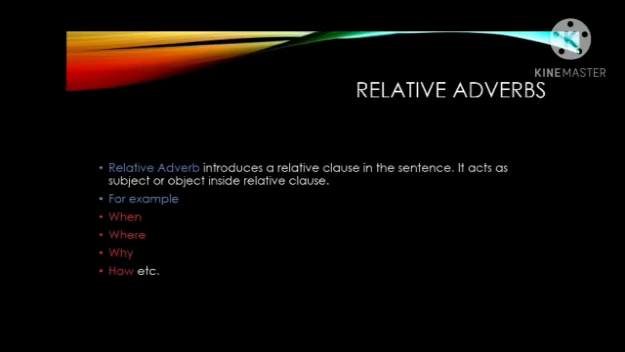Some examples are where, when, why, how, and so on, because they all introduce the relative clause immediately in the sentence. As an example, can you tell me how it is done? How is here a relative adverb, which introduces the relative clause how it is done immediately.